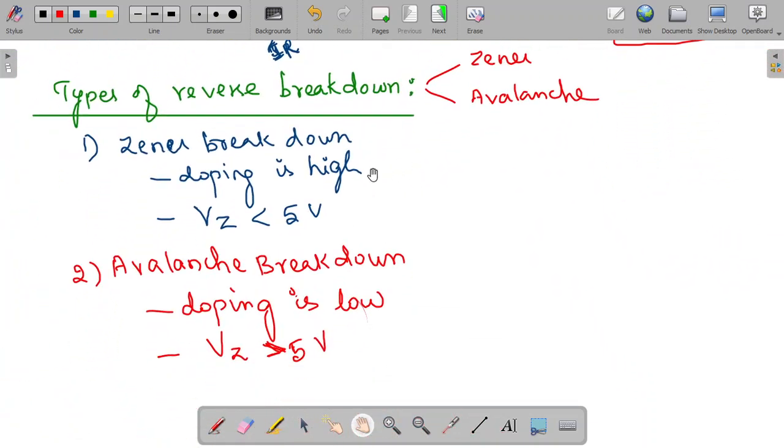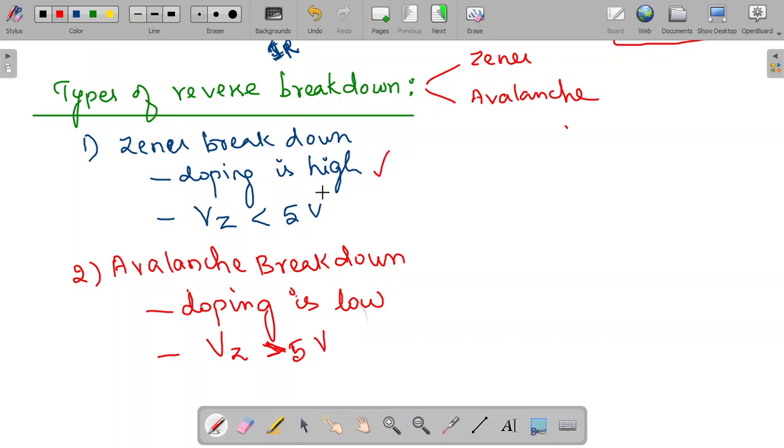Now we go to the next topic: types of reverse breakdown. We have two types of breakdown in reverse bias. The first type is Zener breakdown, the second one is avalanche breakdown. How do we differentiate the Zener breakdown and the avalanche breakdown? Only with the help of this.